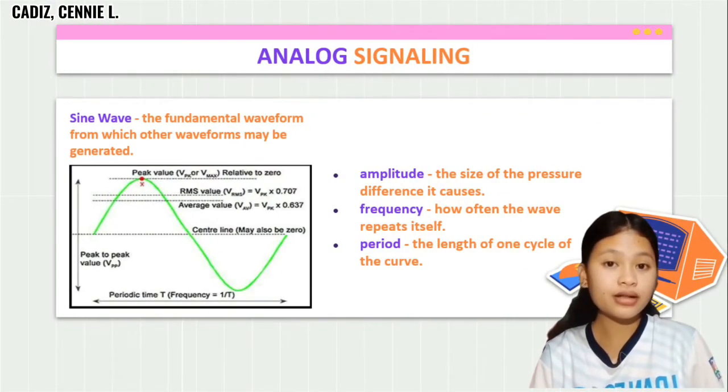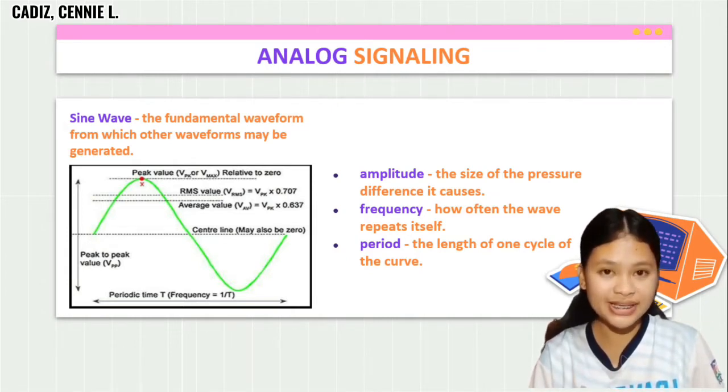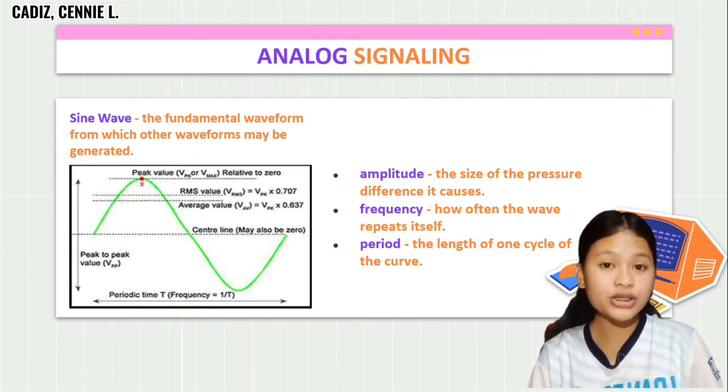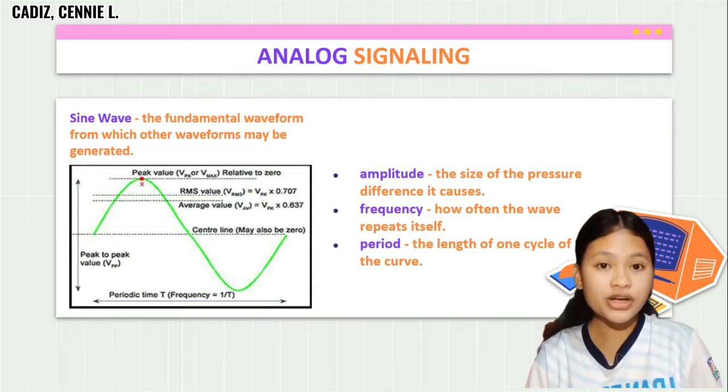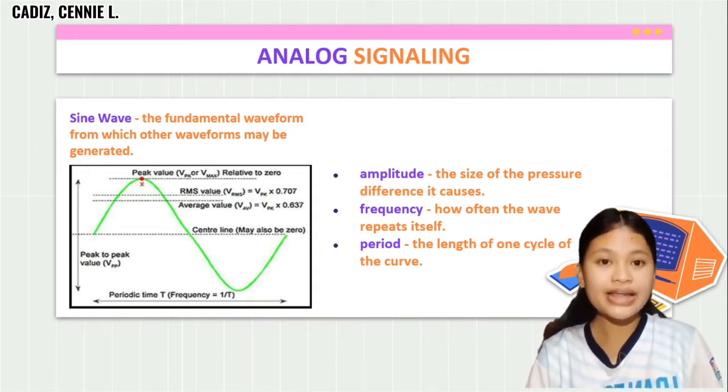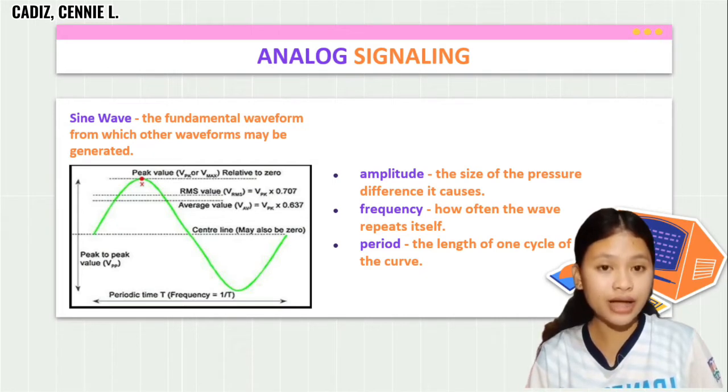The basic unit of analog transmission is a sine wave. A sine wave is the fundamental waveform from which other waveforms may be generated. A sine wave has an amplitude, frequency, and period. The amplitude of a wave is the size of the pressure difference it causes. It is the maximum vertical distance reached in either direction from the center line of the wave. As a sine wave is symmetrical about its center line, the amplitude of the wave is half the peak-to-peak value.